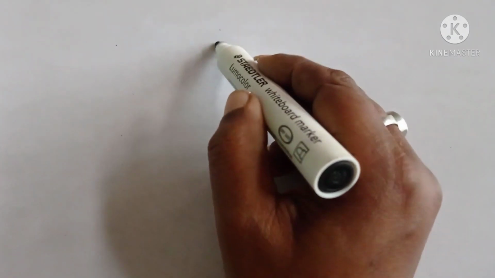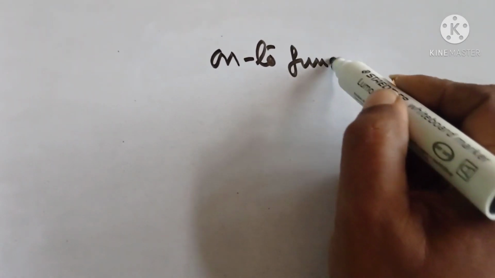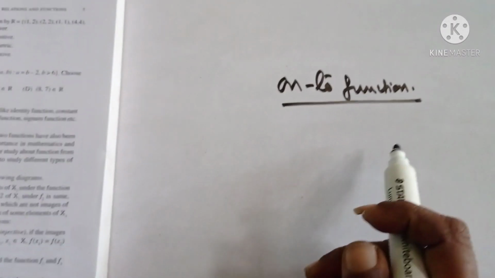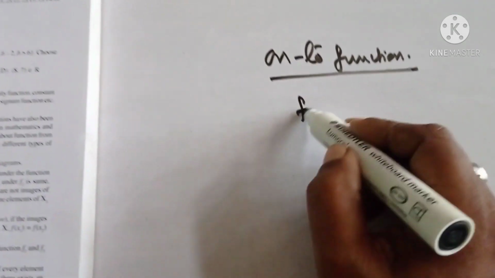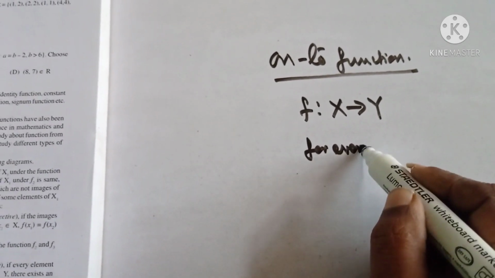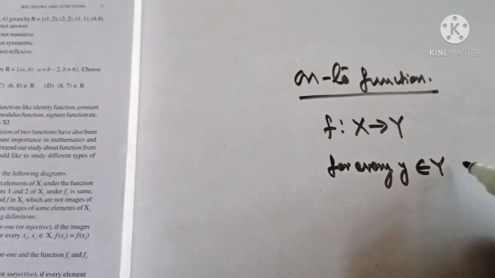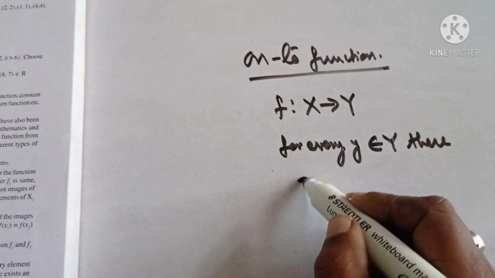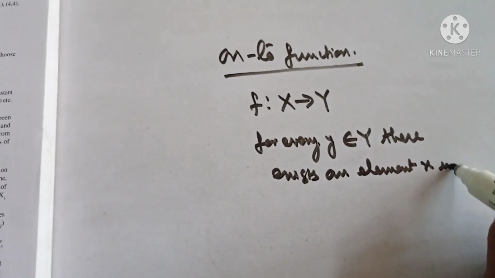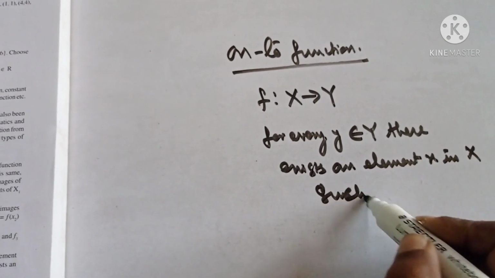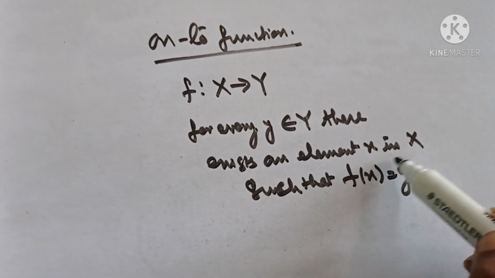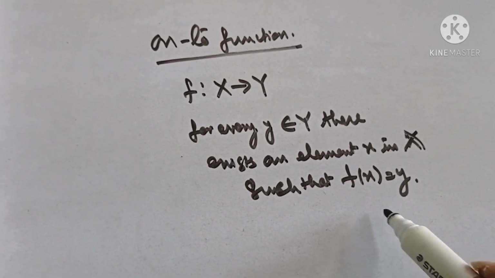And another function is the onto function. It is defined in your textbook that for an onto function, f from X to Y, for every y that belongs to Y, there exists an element x in X such that f(x) is equal to y.